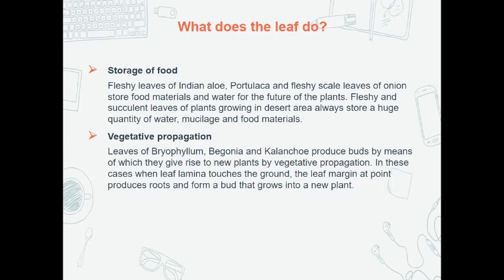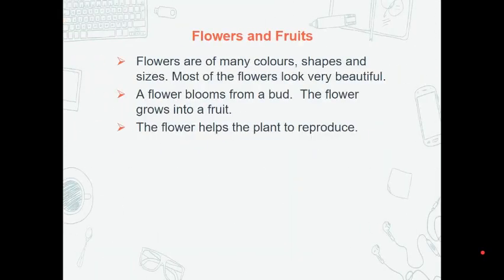Plants also help for reproduction. So there are certain leaves of certain plants like the bryophyllum or the begonia which produce buds by means of which they give rise to new plants. So when the leaf lamina touches the ground, from there the new roots start developing and new plants thus can be reproduced. Let us now look at the next part of the plant, which are the beautiful, beautiful flowers.